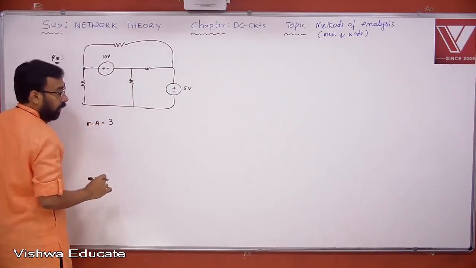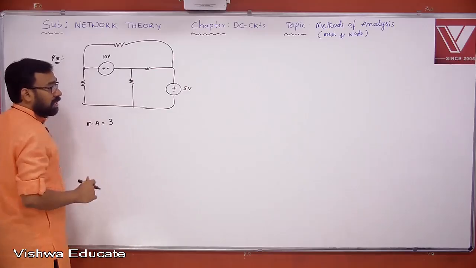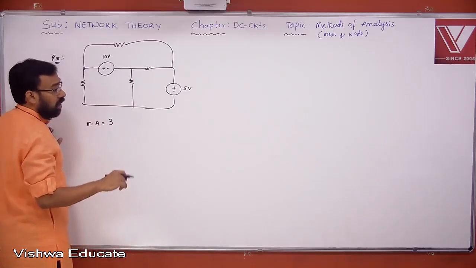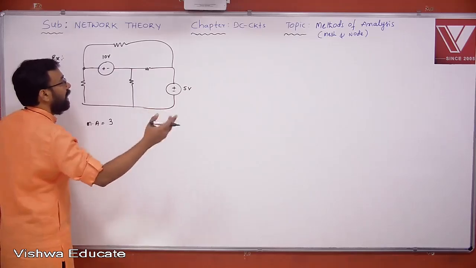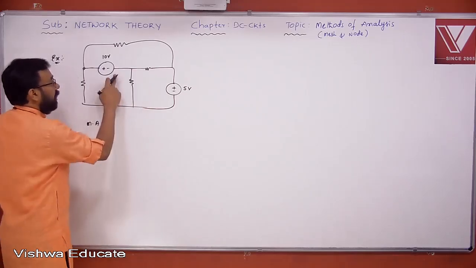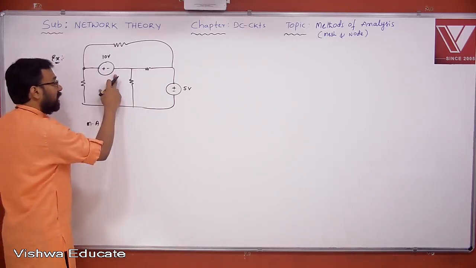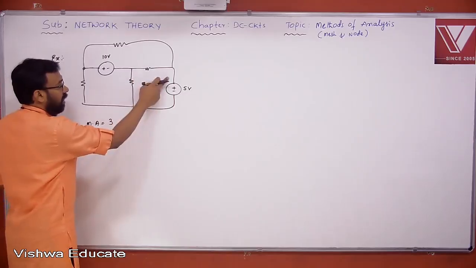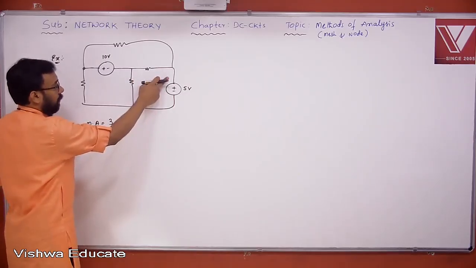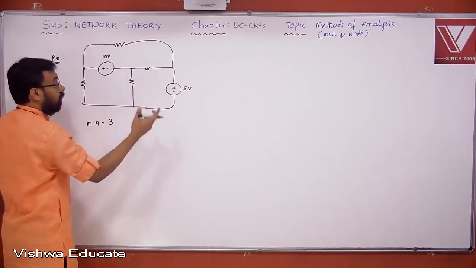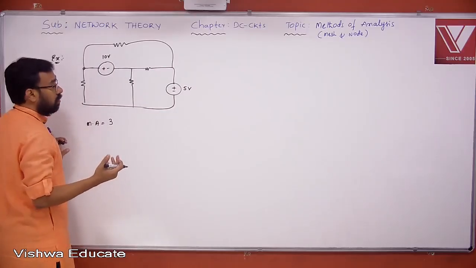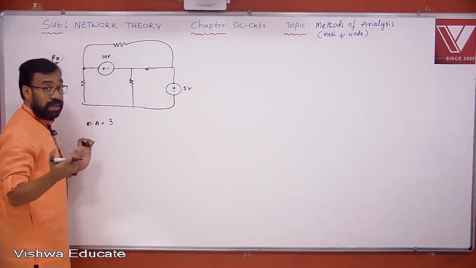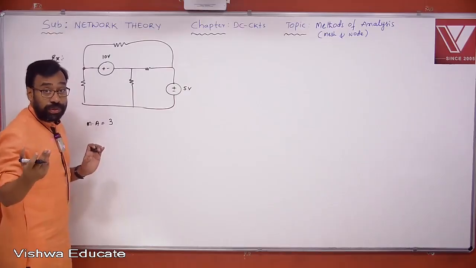That's it. Now when it comes to node analysis, immediately your focus must be on whether the network is having any ideal voltage sources without any series resistors. This is an ideal voltage source, doesn't have a series resistor. This is an ideal voltage source, doesn't have a series resistor. Okay. Therefore, this is an advantage. Now you can apply the reference node shifting method by properly choosing the reference node position.